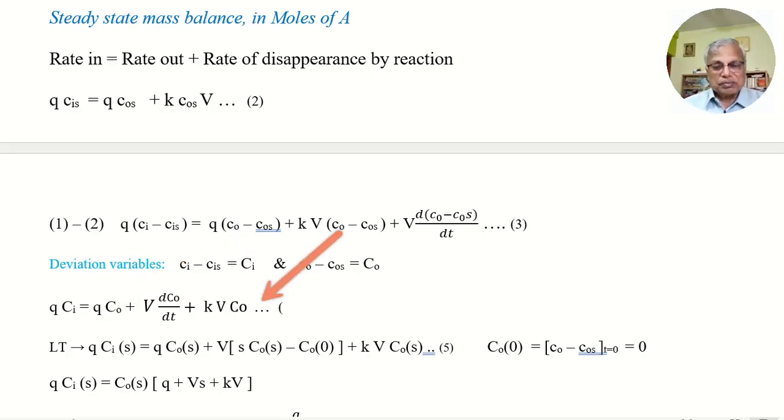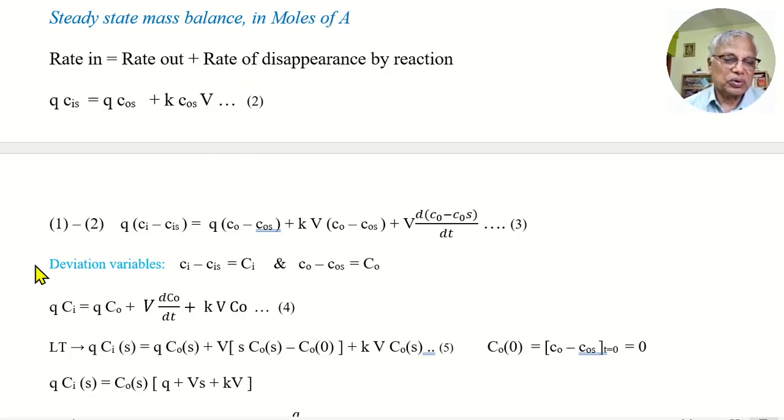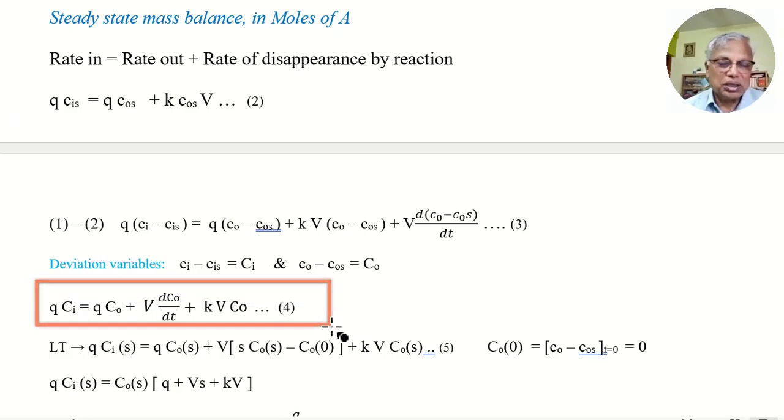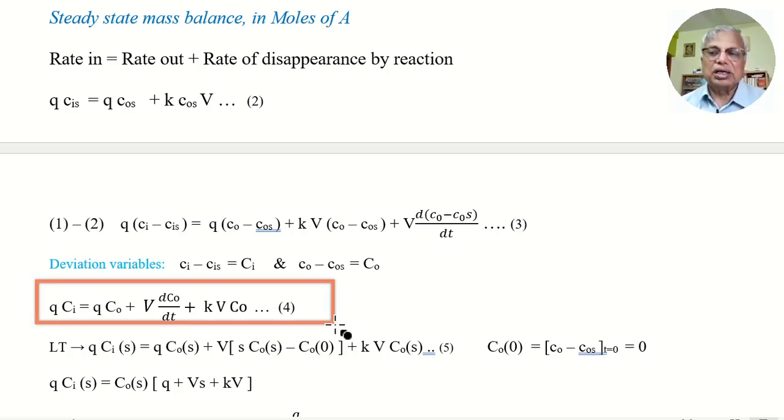So you get a first order ordinary linear differential equation. So this is a first order ordinary differential equation which will describe this process. This equation describes the dynamics of the process at unsteady state. When there is a change in inlet concentration, how the concentration in the reactor changes.